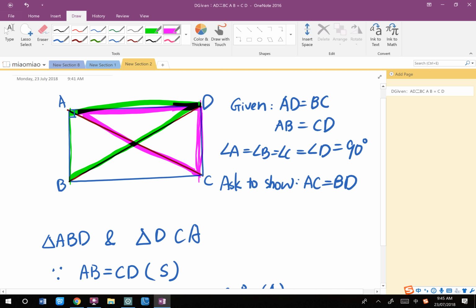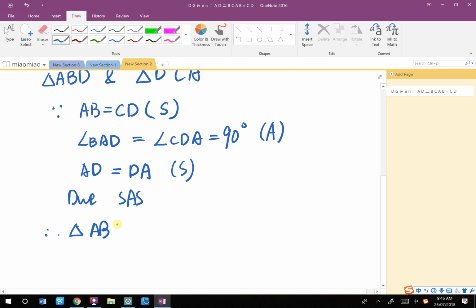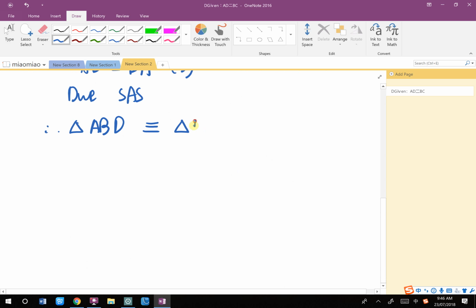So I'm using AD equals DA. They have the same base. So that's another S. Due to SAS, triangle ABD is congruent to triangle DCA, which is the correct way to write it with the corresponding points. So DCA due to SAS.